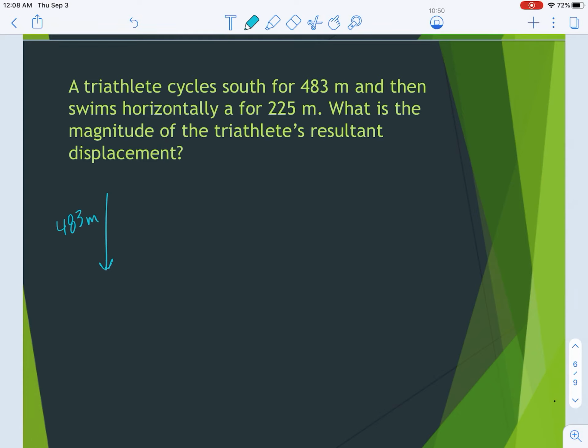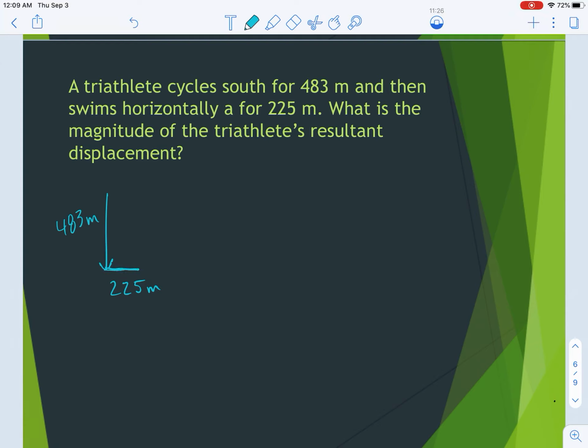Then it doesn't tell us which direction horizontally. I'm going to just choose a direction for 225 meters. Now I want to pause right here and point out that my horizontal vector is intentionally drawn shorter than my vertical vector. If they look like they're close to the same size, but they should be different lengths, then you need to please fix your illustration or fix your diagram. So to make it clearer, I'm going to draw this a little bit shorter.